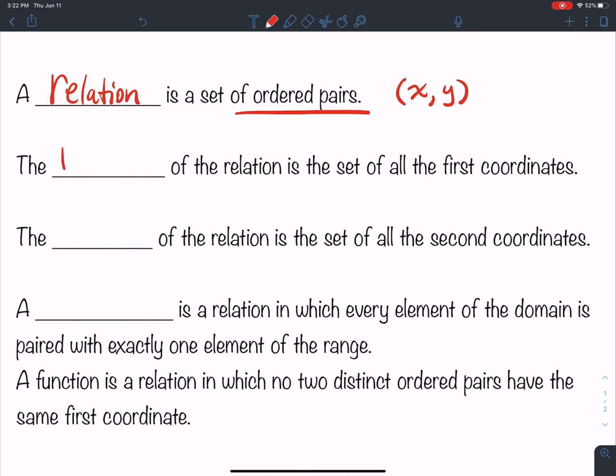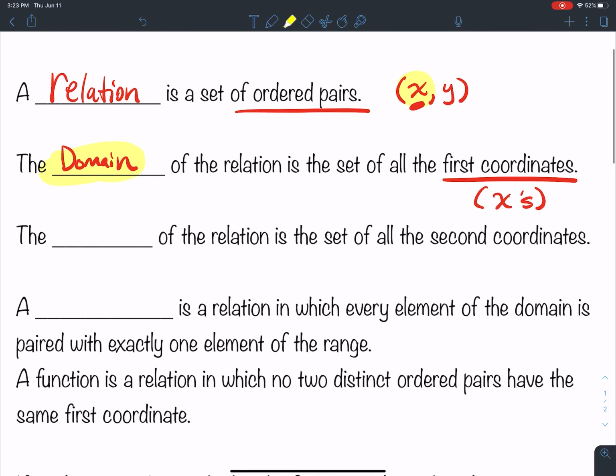The domain of a relation is the set of all first coordinates. So that first coordinate there, those are the x's. I think of them as my x's. The domain are the x's. Okay?